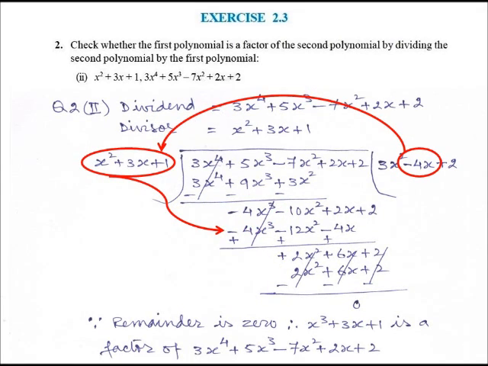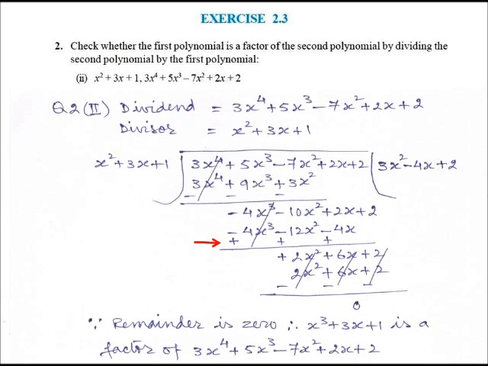Now we will multiply the divisor x square plus 3x plus 1 by minus 4x. When we multiply x square by minus 4x, we get minus 4x cube, that will be written under minus 4x cube. And when we multiply plus 3x by minus 4x, we get minus 12x square, which will be written under minus 10x square. And when we multiply 1 by minus 4x, we will get minus 4x, which will be written under plus 2x. Now we will change the signs of the lower line.